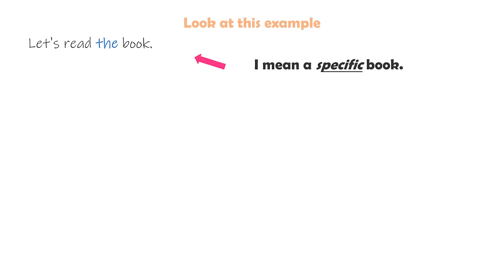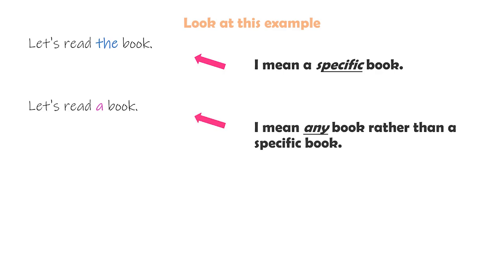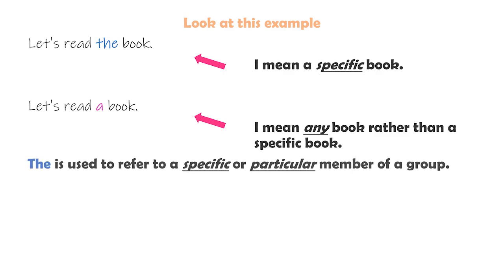Let's look at this example. Let's read the book. Here, I have used the definite article the. Why I have used that is that I mean a specific book. I'm referring to a specific book. Let's read a book. Here I have used the indefinite article. I mean any book rather than a specific book. It could be any book. The is used to refer to a specific or a particular member of a group.